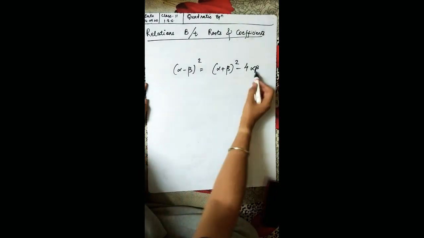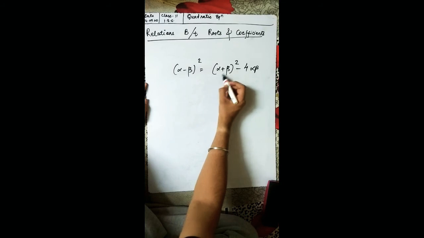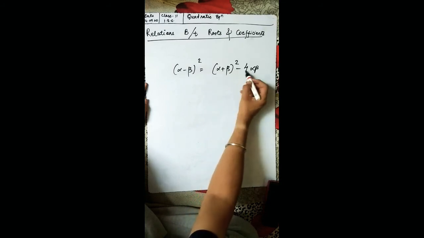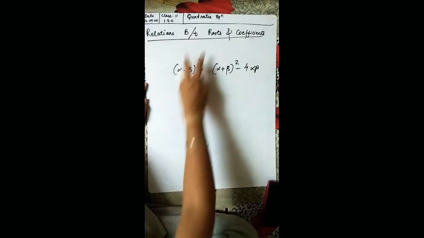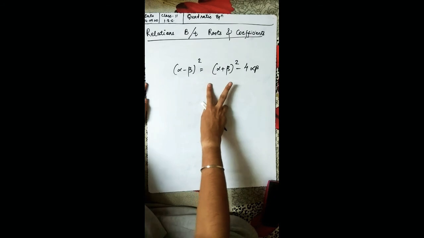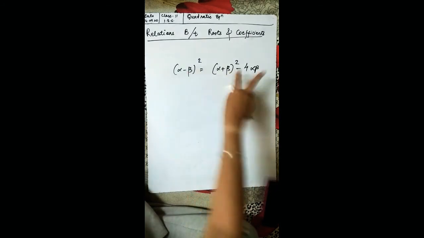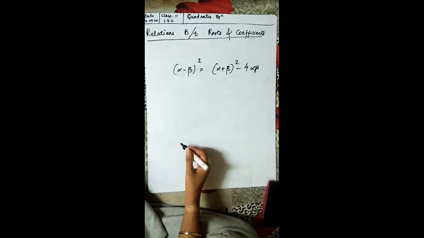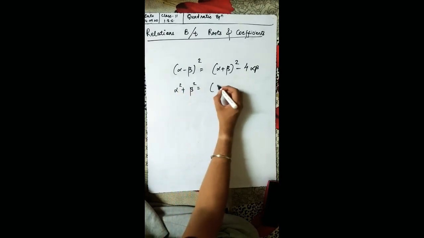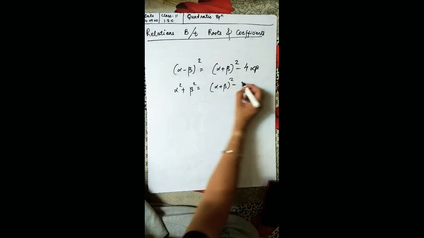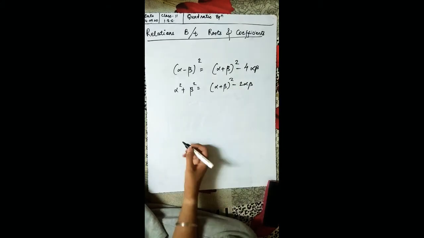You know how this formula came? If you expand this, alpha square plus beta square plus 2 alpha beta and minus of 4 alpha beta, automatically you will get minus of 2 alpha beta, and they both will be equal because alpha minus beta the whole square is nothing but alpha square plus beta square minus 2 alpha beta. So that is how they have represented. And if you see the second one, alpha square plus beta square can be written as alpha plus beta the whole square minus 2 alpha beta.